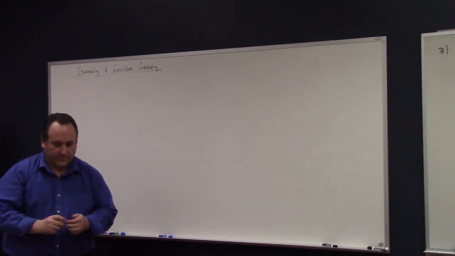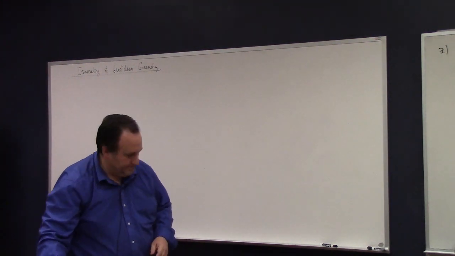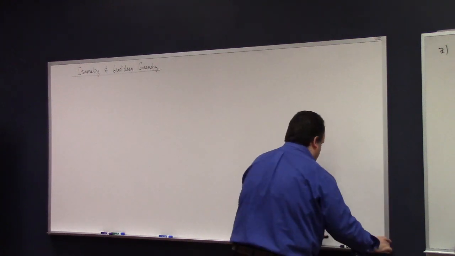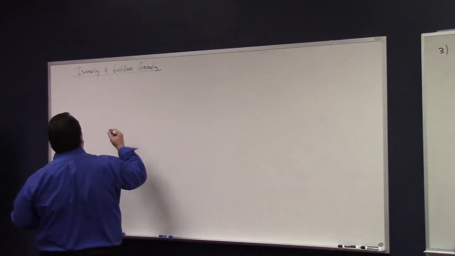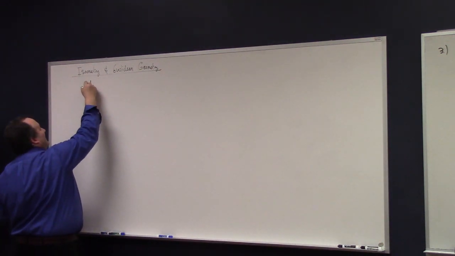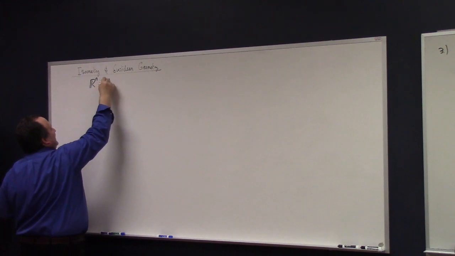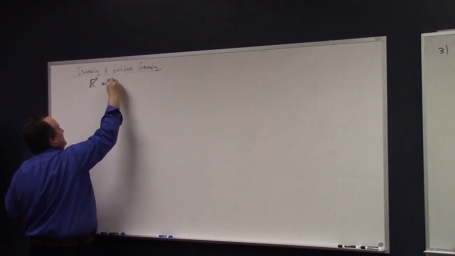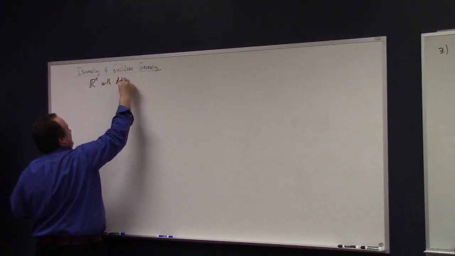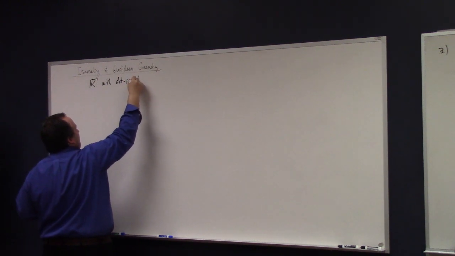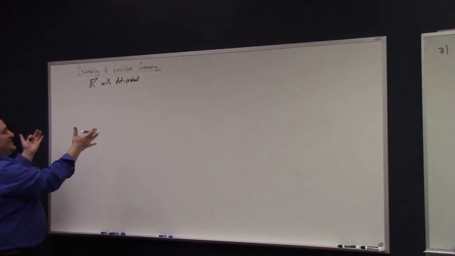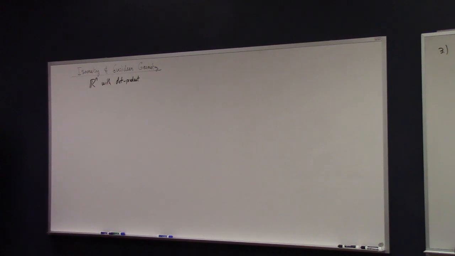So, you know what Euclidean geometry is, right? So, in particular, no, it is incorrect. It is Rn with the dot product. That, in a nutshell, is Euclidean geometry. It's Rn with the dot product.